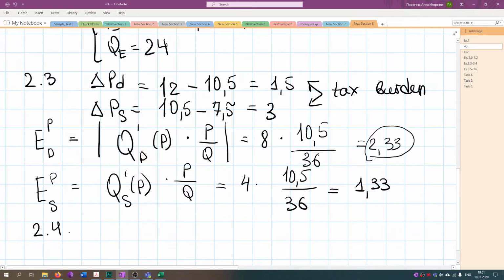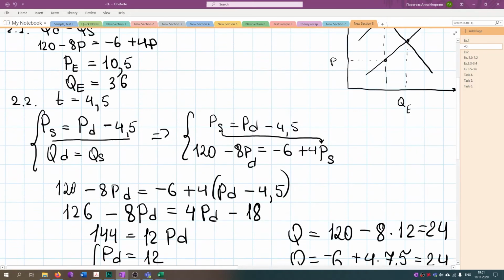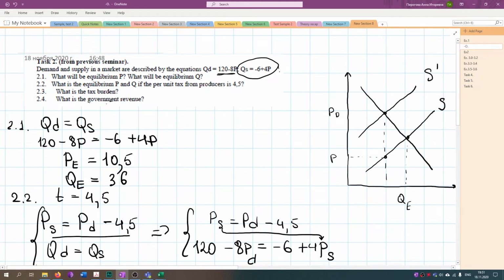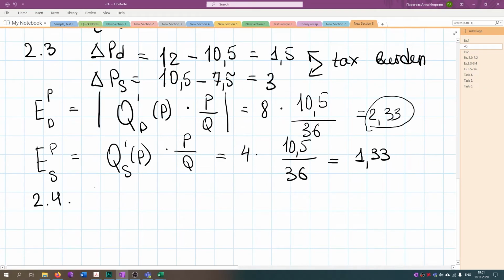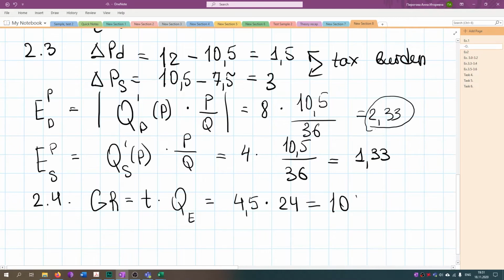So let's go to task 2.4. We need to find government revenue. So government revenue is equal to our tax multiplied by equilibrium quantity. So our tax is 4.5 and our quantity is 24. So our government revenue will be 108. And that's it for the second task.